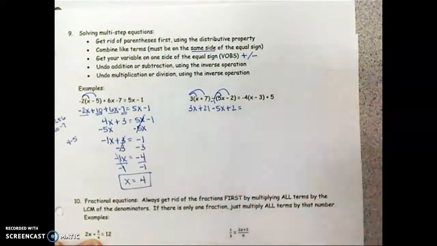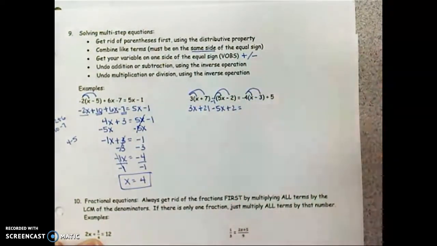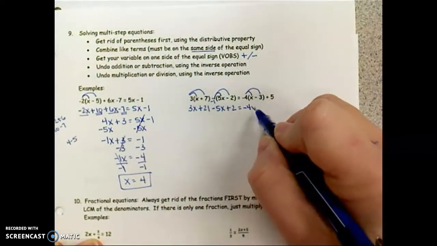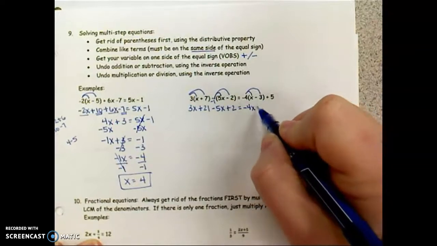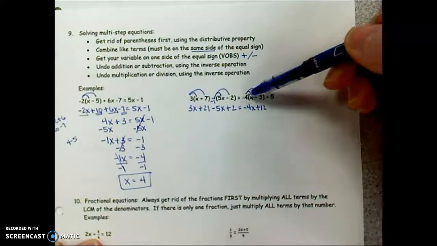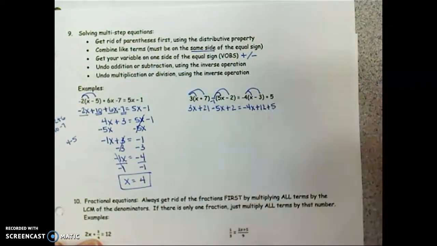I also have another set of parentheses on the other side, so I'm distributing that negative 4 times the x and the negative 3. Negative 4 times x is negative 4x. Negative 4 times negative 3 is positive 12. Again, be careful with those signs. Negative times negative is positive. And bring down that positive 5 as well.